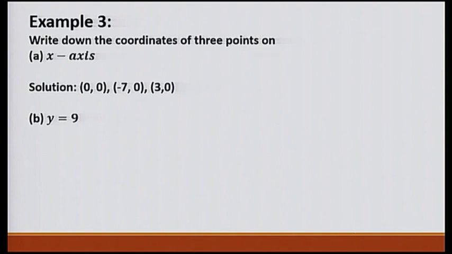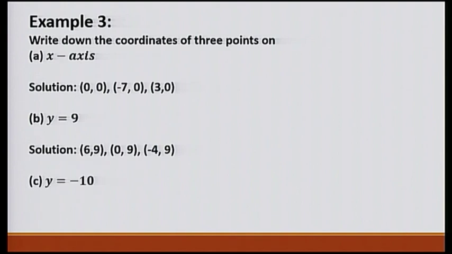Part B, the line y is equal to 9. The coordinates of 3 points are 6, 9, 0, 9, -4, 9. Part C, y is equal to -10. The coordinates of 3 points are -1, -10, 0, -10, 10, -10.